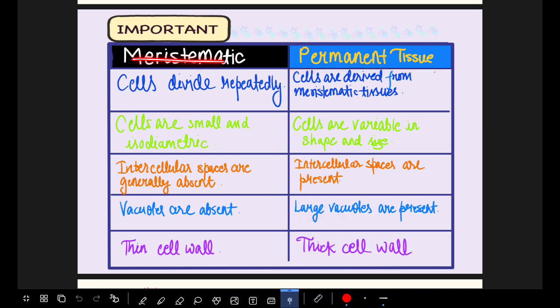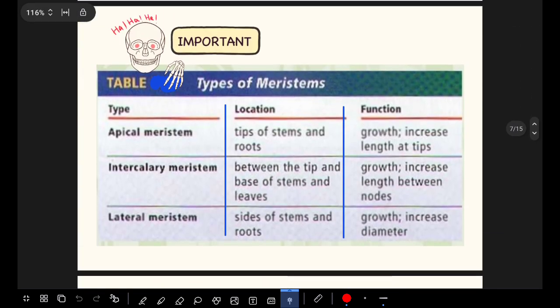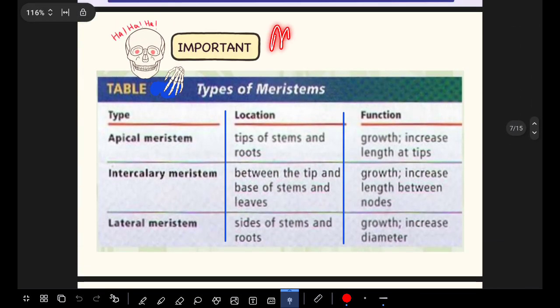Now meristematic tissue has a thin cell wall. Permanent tissue generally has a thick cell wall. It may also have a thin cell wall. Now very important, the classification of meristematic tissue.